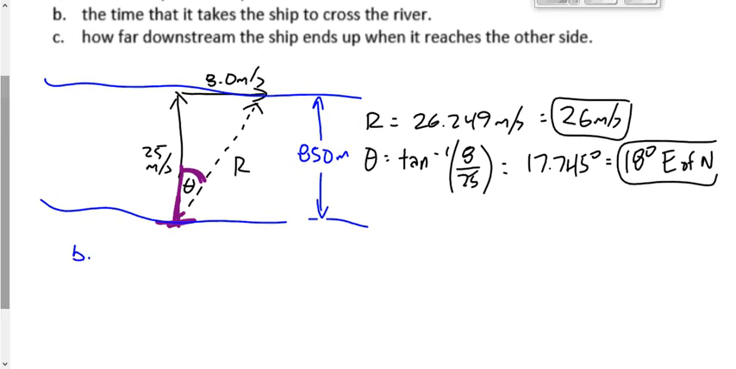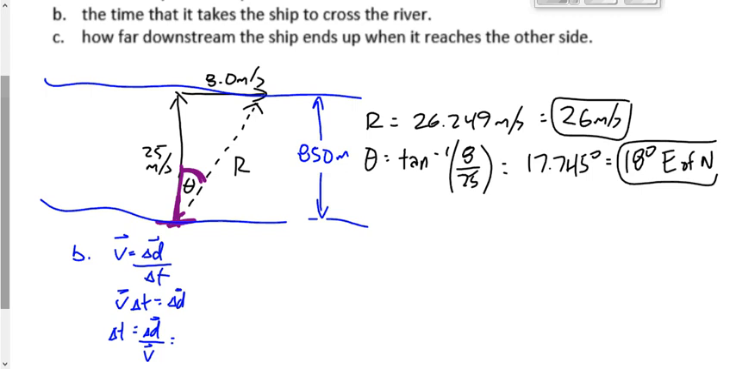We're going to use, as you guys told me yesterday, the equation V is equal to delta D over delta T. We're going to rearrange that to solve for time. T goes up by multiplying: V times T is equal to delta D. And then the V goes down by dividing. I get delta T is equal to delta D over V.